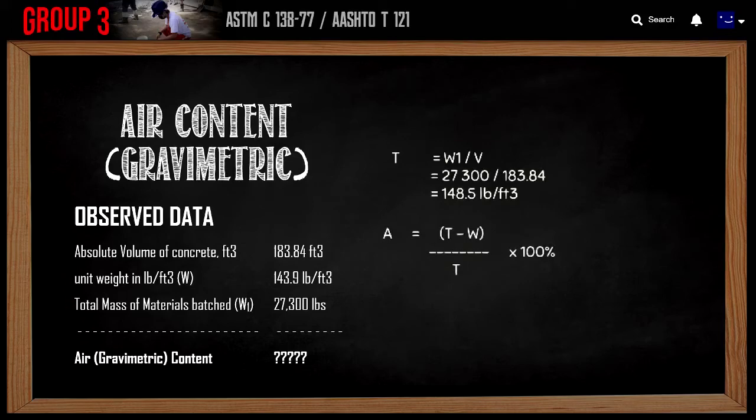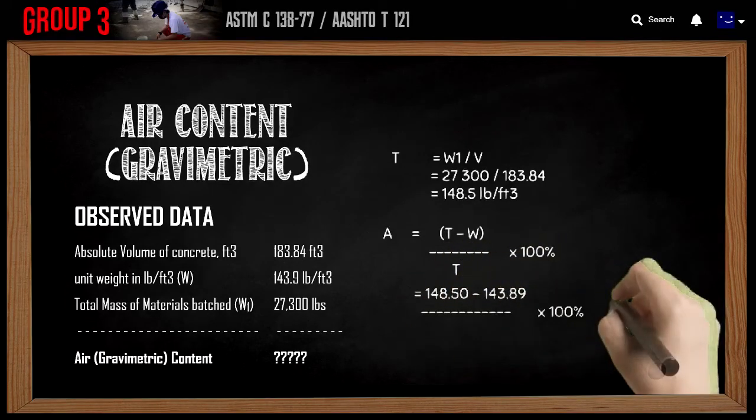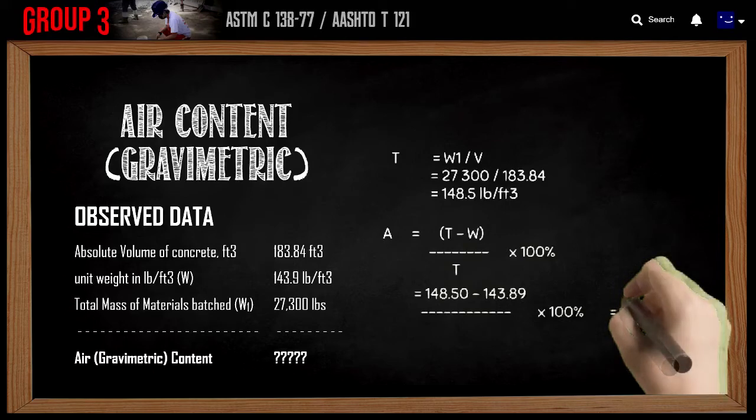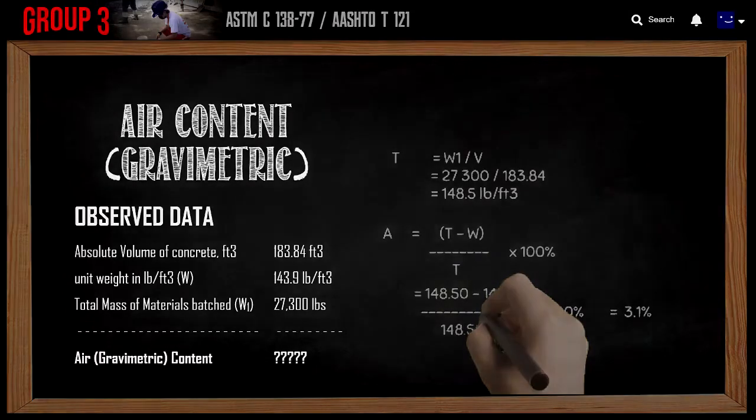So here, if we have the computed theoretical weight of 148.5 pounds per cubic foot, we want to subtract from that the actual unit weight of 143.9 pounds per cubic foot. Divide this number by the theoretical unit weight, 148.5 pounds per cubic foot, times 100%, and that gives us a gravimetric air content of 3.1%. And this is going to conclude the calculation of the ASTM C138 standard test.